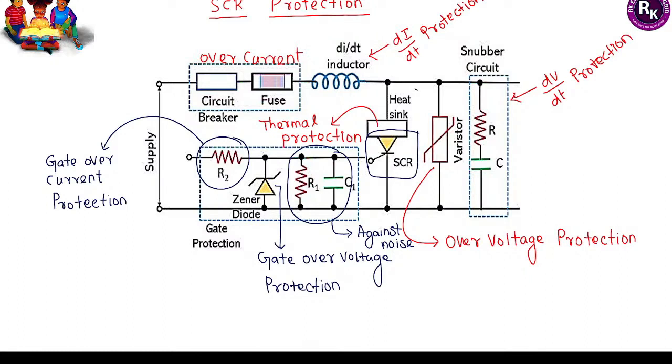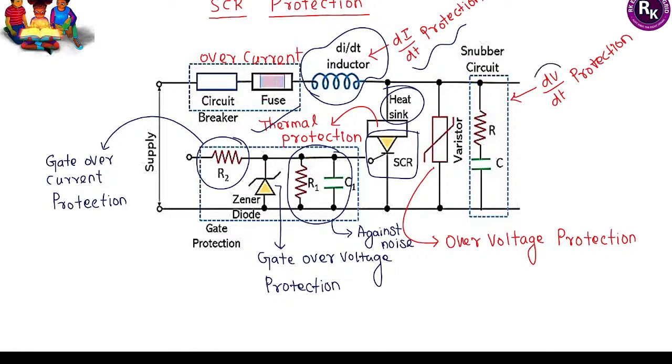Now you can observe there is a heat sink. This will be placed on top of the SCR anode terminal. This is used for thermal protection. Similarly, you can observe the SCR is connected in series with an inductor, that is for di by dt protection. When there is a sudden change in the value of current with respect to time, that sudden spike can be handled, right? Our SCR will be protected from that sudden spike with the help of the inductor.